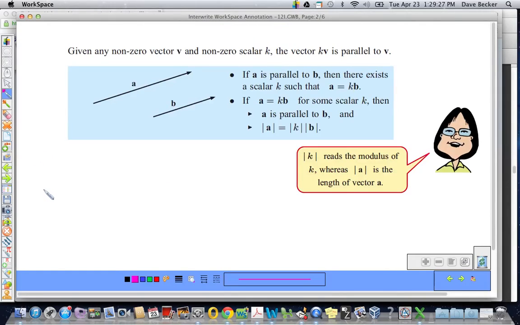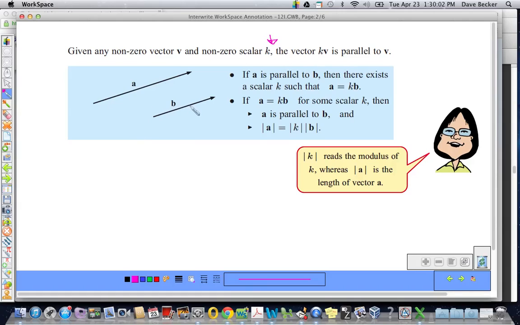All right. If we have any non-zero vector v and non-zero scalar k, some constant k, remember scalar is just a number, the vector k times v is parallel to v. So if vector A is parallel to B, then there exists a scalar k such that A is equal to kB. In other words, there is some number I can multiply B by to make it the same length as A, or the exact same value, equal vectors.